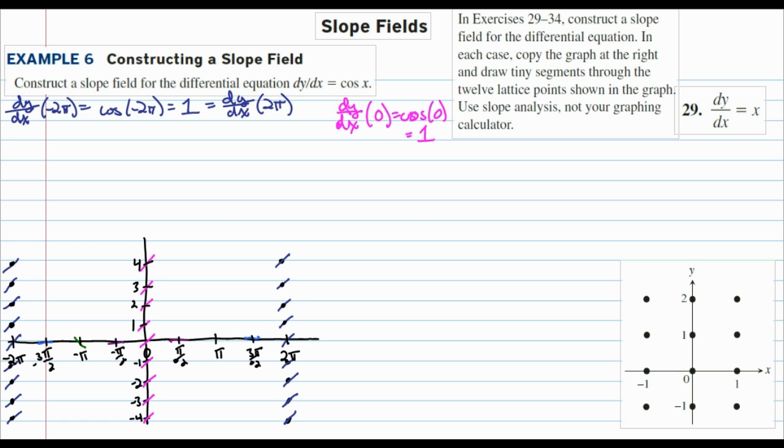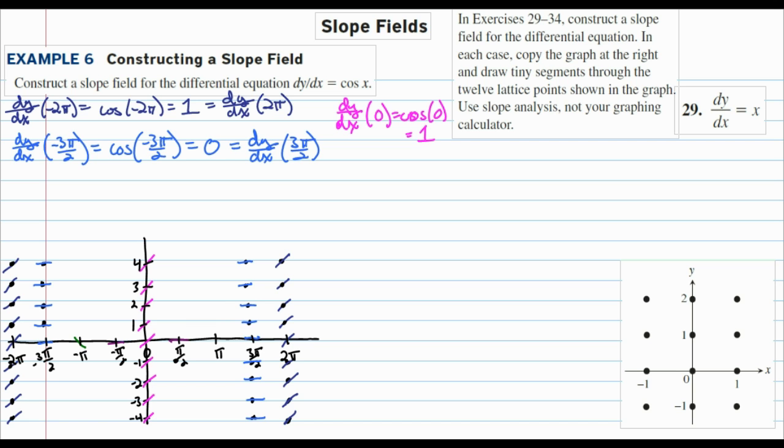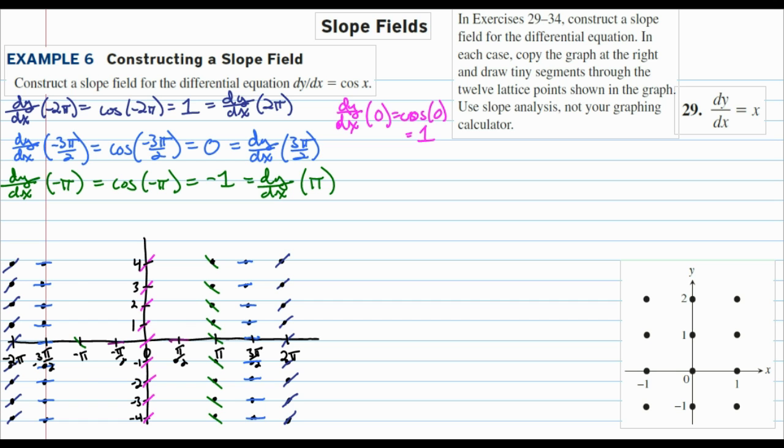Alright, next let's try, I don't know, negative 3 pi over 2. So I plug in negative 3 pi over 2, and the cosine of negative 3 pi over 2 is 0, which is the same thing as the cosine of positive 3 pi over 2. So now I can draw my horizontal mini tangents in my slope field at those two x values. Next, how about negative pi and positive pi? Cosine of negative pi and positive pi are both negative 1, so the slopes would be negative 1 at each of those x values.